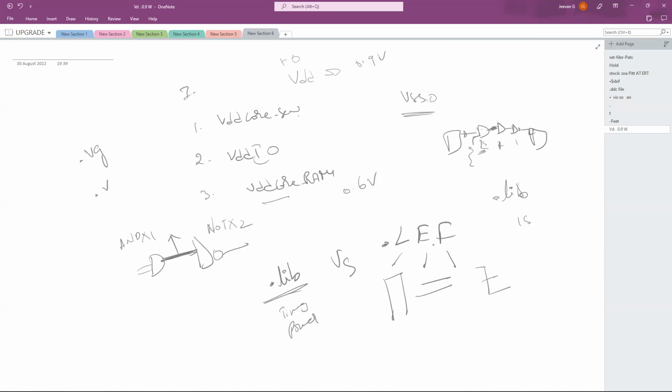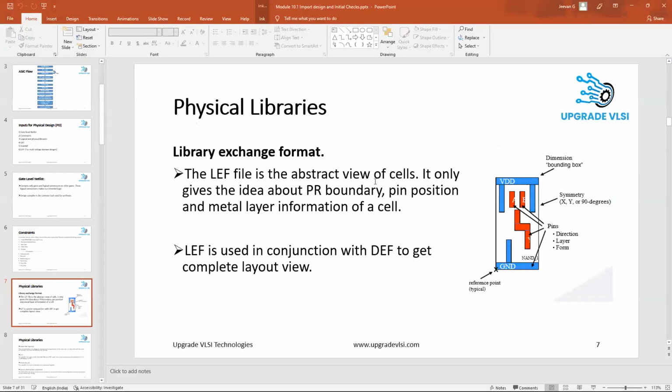So now we are talking about the physical library, so let's talk about the LEF. What is the height, what is the width, what is the pin shape, etc.? For any physical aspect of a particular cell, blindly go and check the dot LEF file, the Library Exchange Format. The LEF file is the abstract view of cells. It only gives the idea about the PR boundary, pin position, and metal layer information of a cell. LEF is used in conjunction with DEF to get the complete layout view. This is the physical information about a particular cell. That's it.